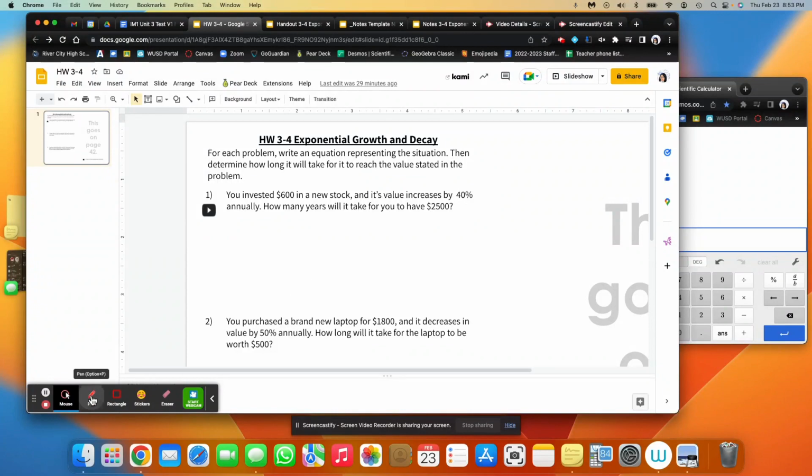All right, so now let's take a look at one of the homework problems. Number 1 says you invested $600 in a new stock and its value increased by 40% annually. We want to know how many years it will take you to have $2,500. Because I see the word increases, I know that this is going to be a growth problem. And we know that our formula for exponential growth is f of t equals a times 1 plus the rate to the t power.